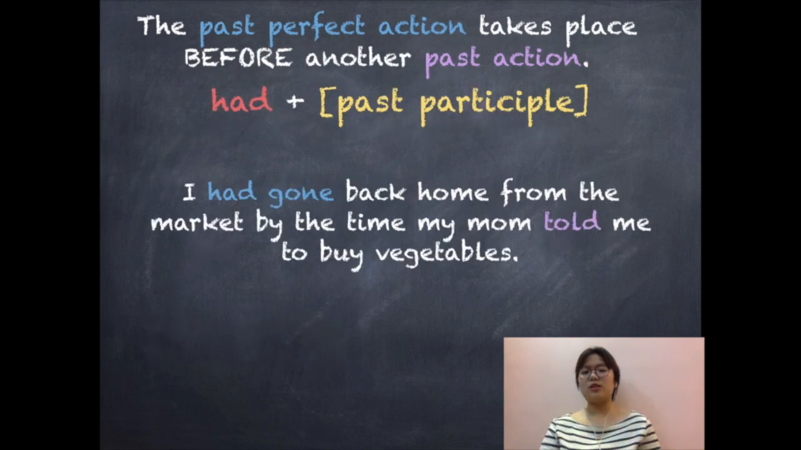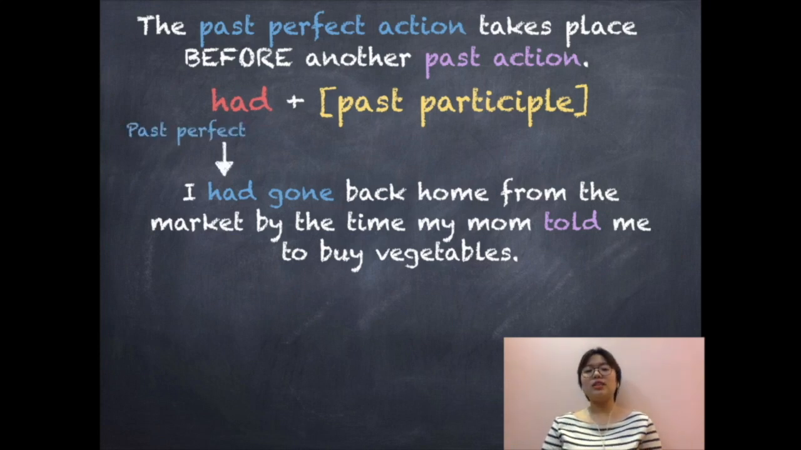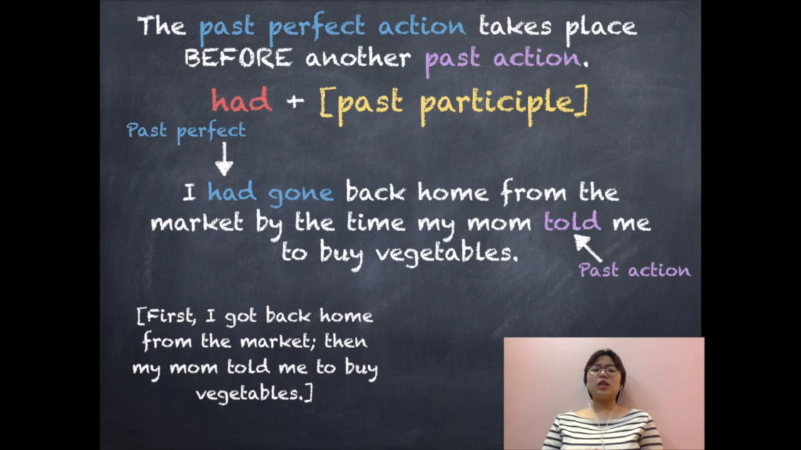Let me give you another example. I had gone back home from the market by the time my mom told me to buy vegetables. Had gone is the past perfect, while told is the past action. In this case, first I got back home from the market, then my mom told me to buy vegetables.